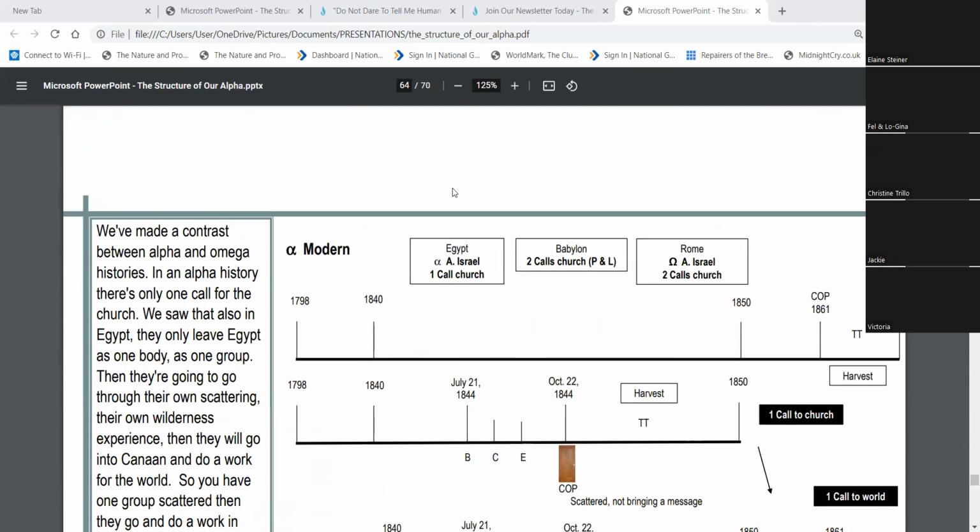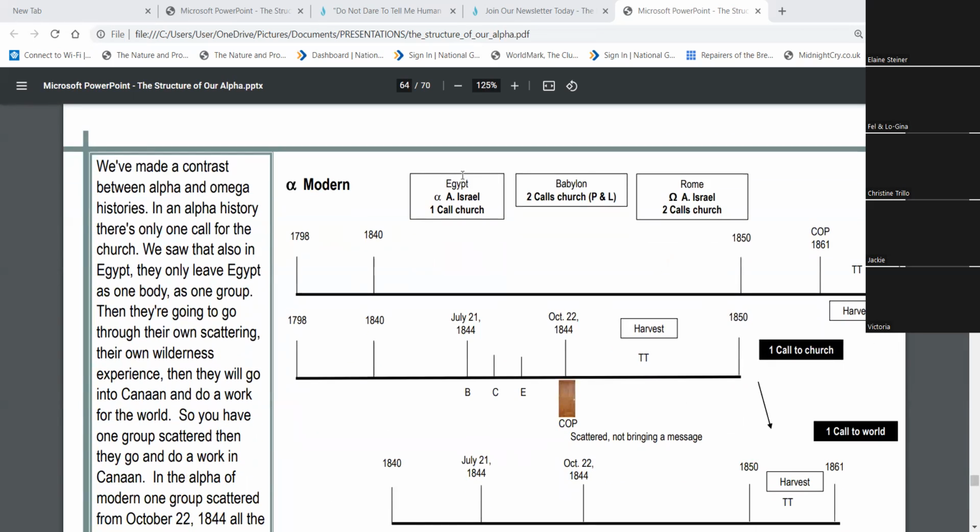We've made a contrast between Alpha and Omega histories. In an Alpha history, there's only one call for the church. We saw that also in Egypt. They only leave Egypt as one body, as one group. Then they go through their own scattering, their own wilderness experience. Then they go into Canaan and do a work for the church, for the world. So you have one group scattered, then they go and do a work in Canaan.